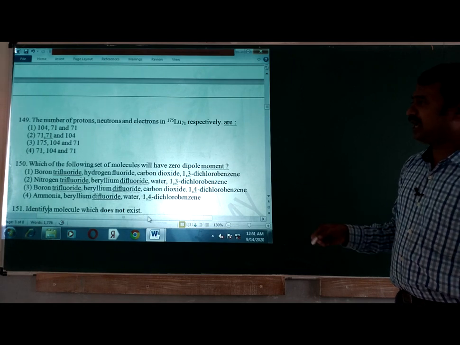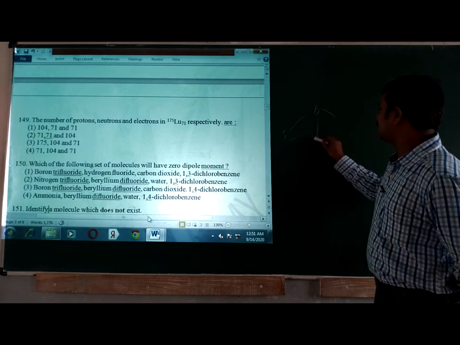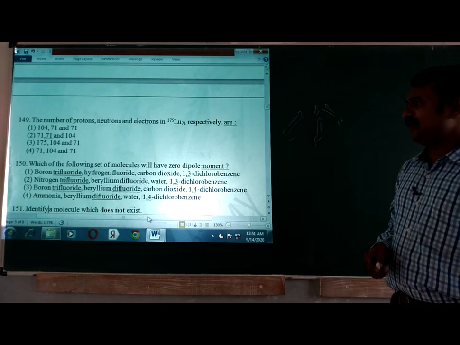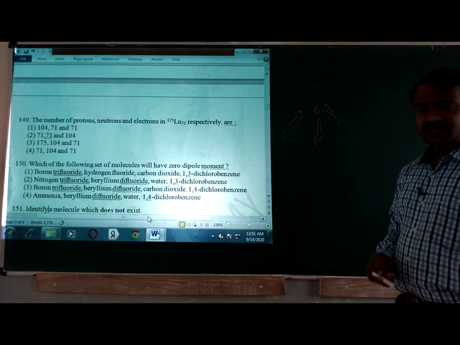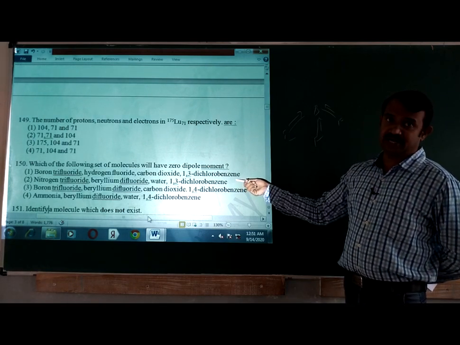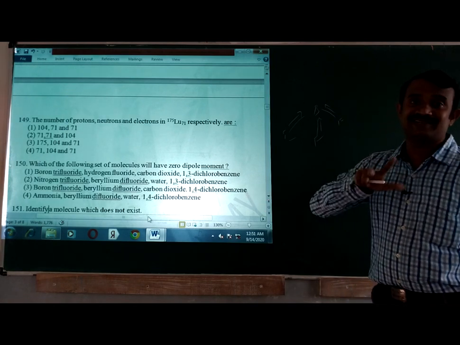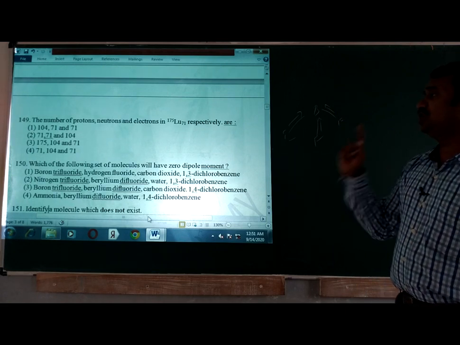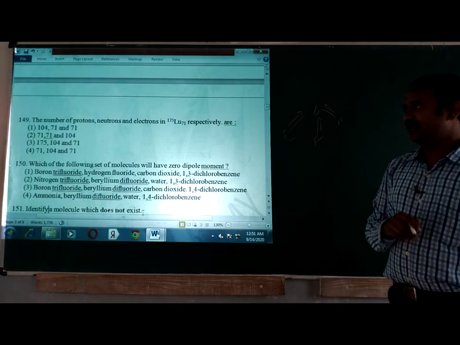Coming to boron trifluoride, we can observe that the dipoles are in opposite directions, so the dipole moment is 0. Next, beryllium difluoride is planar, and its dipole moment is also 0. Carbon dioxide is also 0. 1,3 dichlorobenzene has a dipole moment, but 1,4 dichlorobenzene is a planar structure and its dipole moment is 0. This is option 3; it depends upon the planar structure. Okay. Next one.